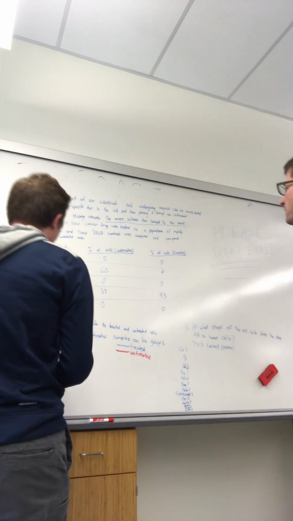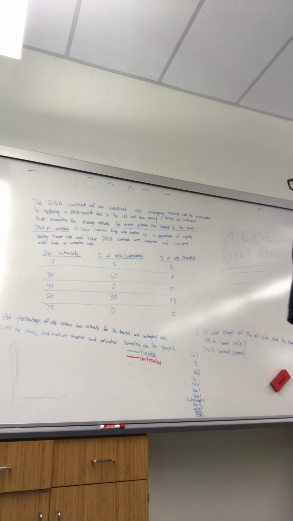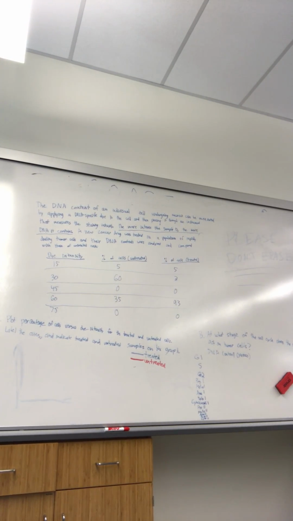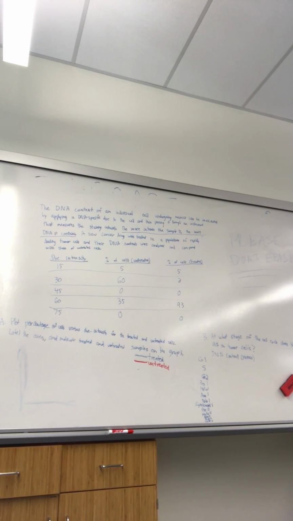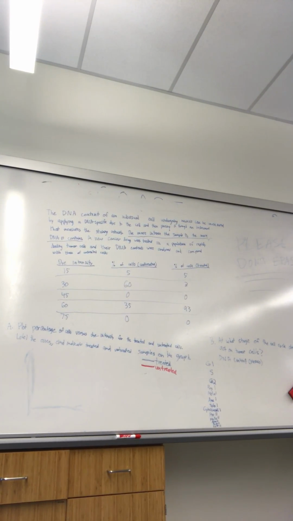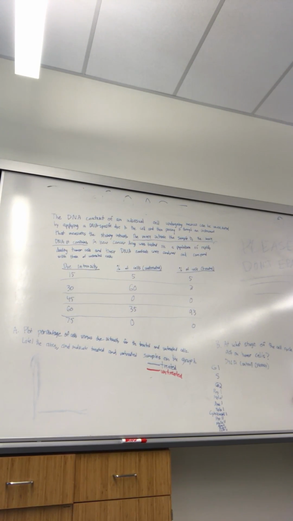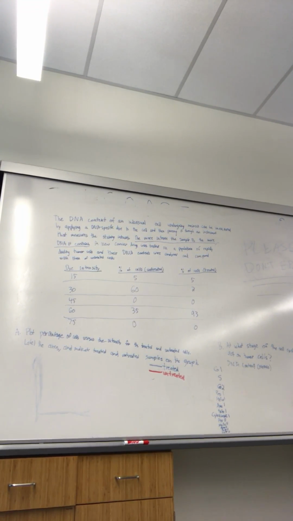Alright. So this is the second problem. The DNA content of an individual cell undergoing meiosis can be measured by applying a DNA-specific dye to the cell and then passing it through an instrument that measures the staining intensity. The more intense the sample is, the more DNA it contains. A new cancer drug was tested on a population of rapidly dividing tumor cells, and their DNA contents were analyzed and compared with those of untreated cells.